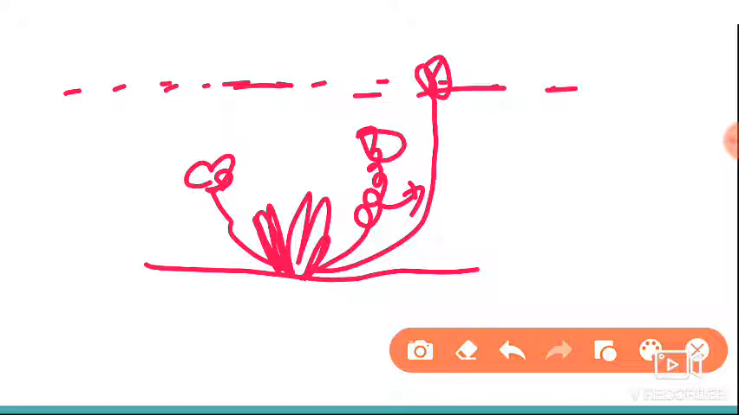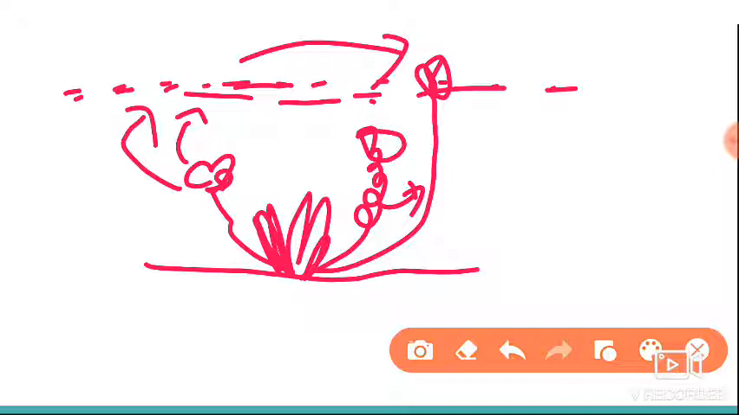So in Vallisneria, the male flower, what will happen? Either it releases the flower or pollen grains to the surface of the water body. Once they reach the surface of the water body, through the water current, the pollen grains will reach the female reproductive organ, that is stigma. Okay, this is in case of Vallisneria.